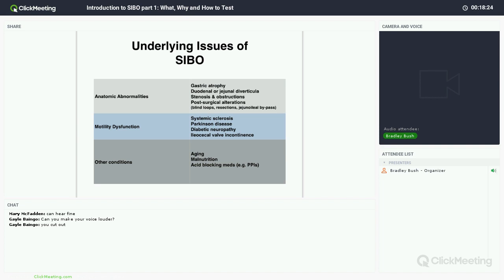You also have motility dysfunctions, and we see more and more of these with modern chronic disease. You have systemic sclerosis, Parkinson's disease. Parkinson's and gastroparesis and SIBO are extremely well linked. So part of your Parkinson's disease patient's workup is to monitor not only their motility, but also any side effects of overgrowth. Diabetic neuropathy, once again, is a big cause of gastroparesis that leads to a dysfunction in the movement of foods and also the sweeping and cleaning of the bacteria downstream.